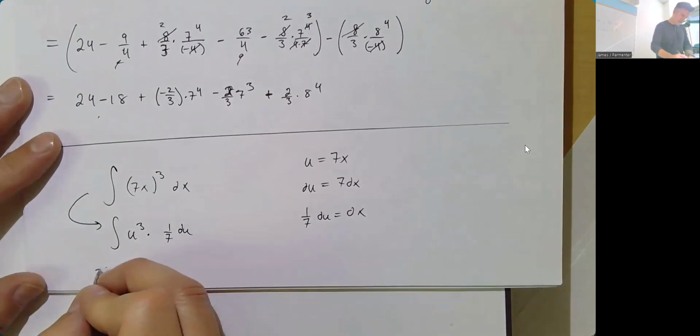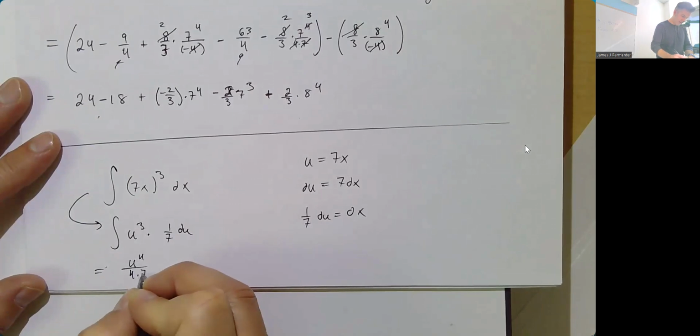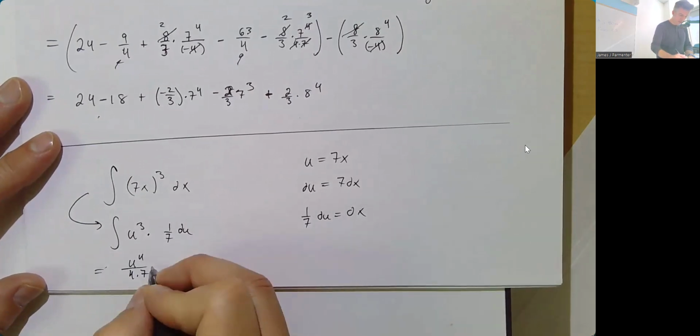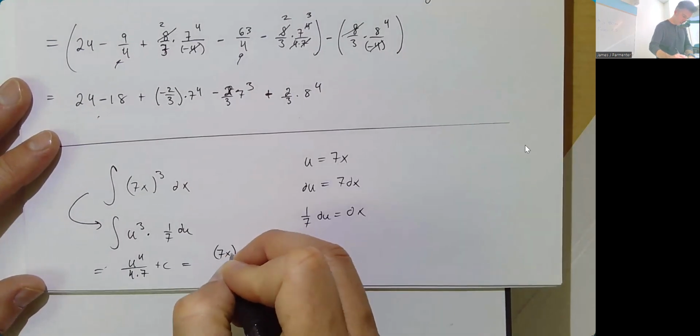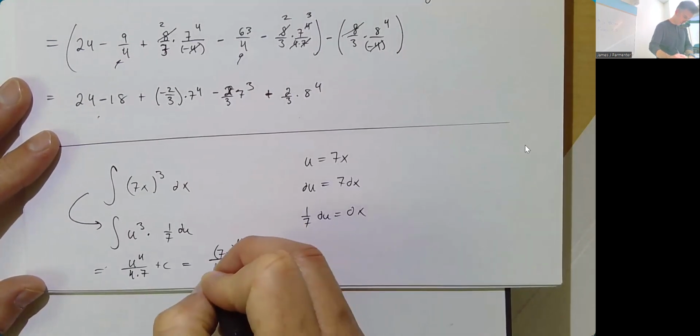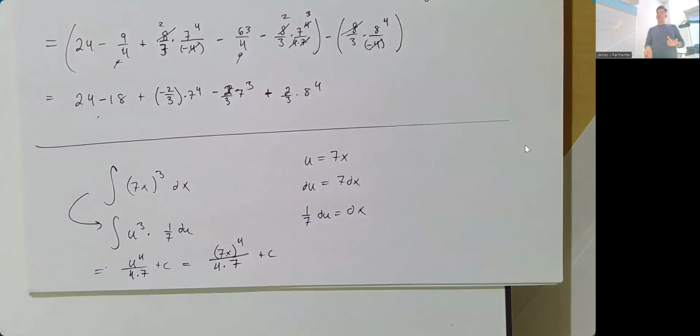And that's going to end up being u to the 4th over 4, and then also a 7, plus c. And then the u is equal to 7x, so I get 7x to the 4th divided by 4 times 7. So the extra 7 in the denominator is coming from the fact that we were doing a u substitution. We just weren't showing the work for it.